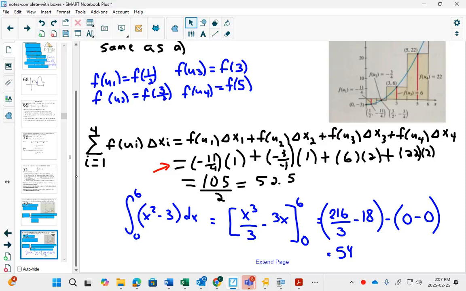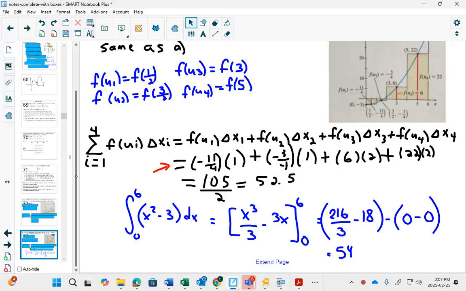Not a bad estimate at all. The actual answer, 54. And it wasn't very much. Again, the new method we're going to get to is almost as quick, if not quicker, than even this with only, what did we do? Only 4 rectangles. This is using the concept of an infinite amount of rectangles, and it's way faster.